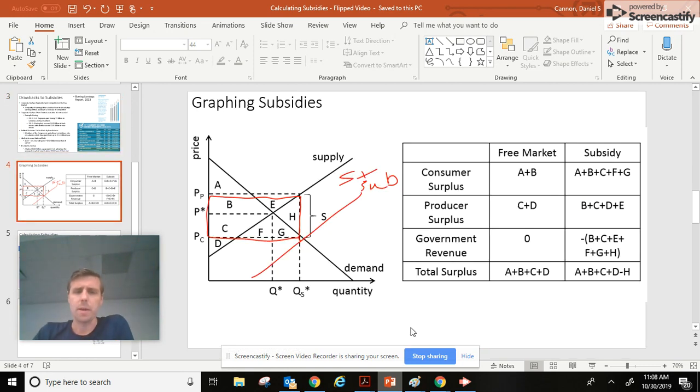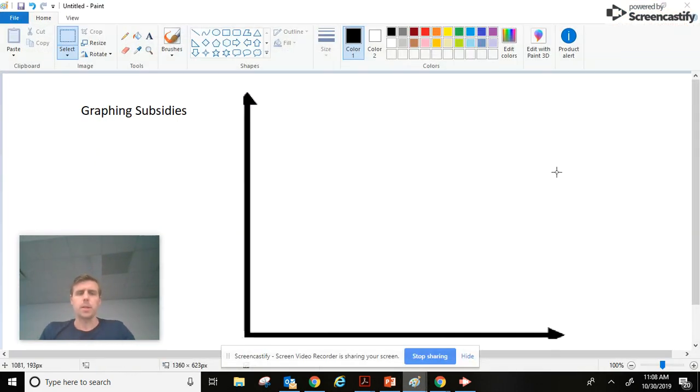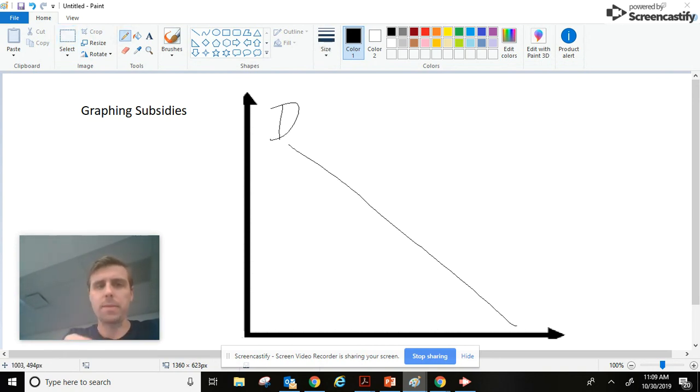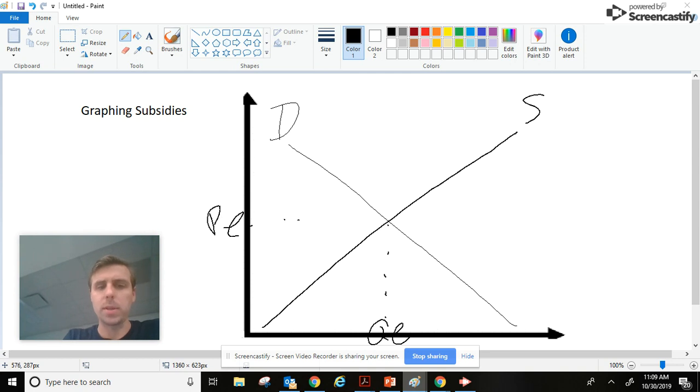So reminder on graphing subsidies. Let's go get our pen out here. Reminder on graphing subsidies. So if we are looking at a typical demand and supply graph, I'm going to make this wider. Demand and supply graph, and we've got our equilibrium price here. That's our quantity at equilibrium and our price at equilibrium. So the government's going to pay a producer a fixed amount of money for every unit produced.